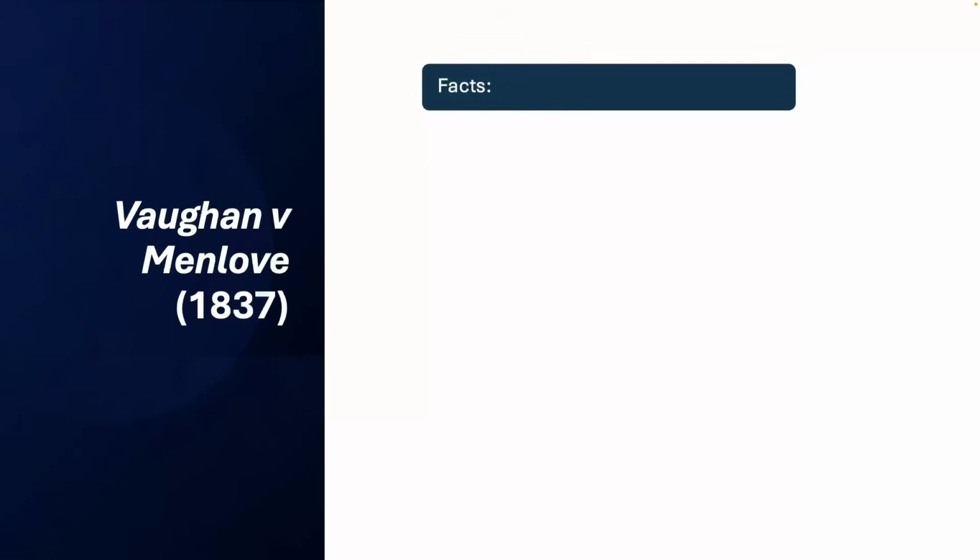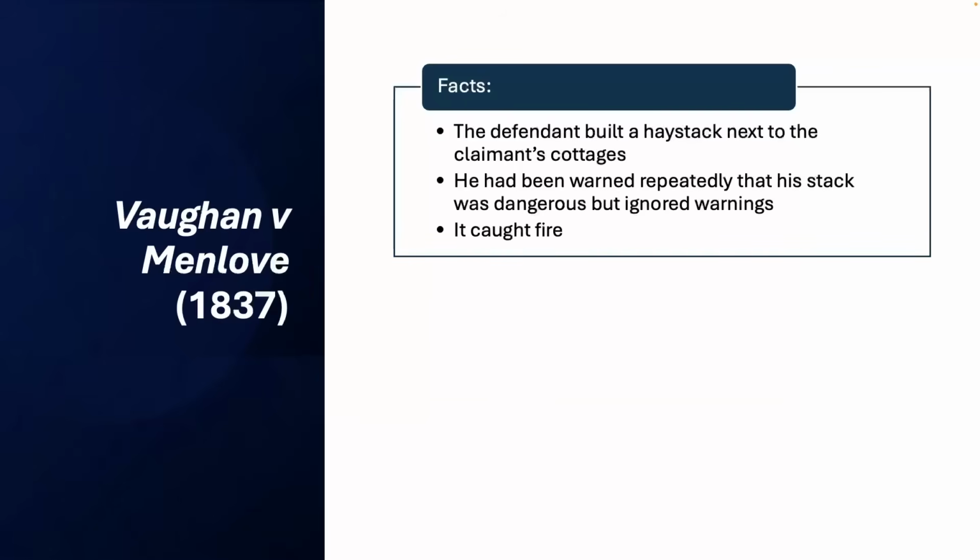The idea of the reasonable person test was developed firstly in the case of Vaughan and Menlove from 1837. So it's an old case, and it's an old principle. In this case, the defendants had built a haystack next to the claimant's cottages. He had been warned repeatedly by the claimants that this stack of hay was dangerous, but ignored those warnings. Dangerous because it can catch fire. Dry hay is very easy to catch fire. All you need is a bit of mechanical equipment, all you need is a certain hot day, and lo and behold, there you go. If it's a dry, hot day, it blows up into fire.